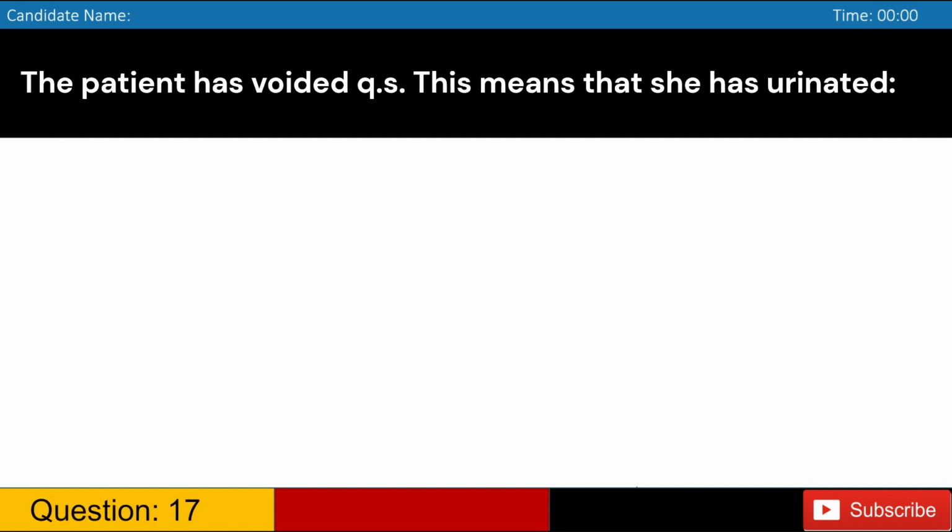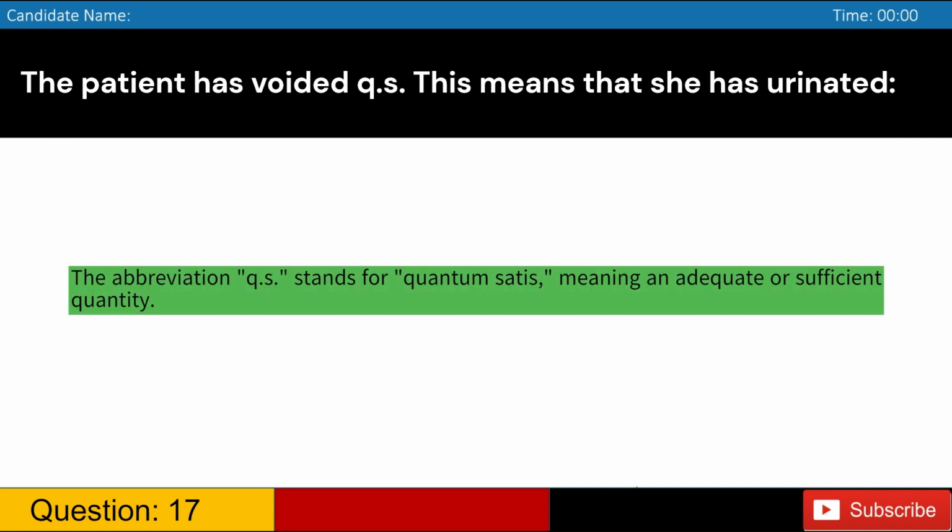The patient has voided QS. This means that she has urinated. A. Not enough. B. Enough. C. Too much. D. Not at all. Answer B. The abbreviation QS stands for quantum satis, meaning an adequate or sufficient quantity.